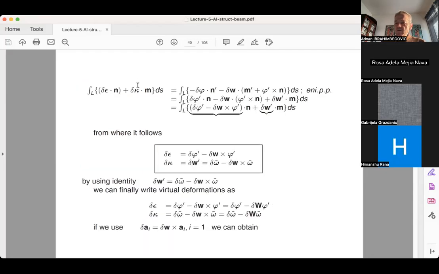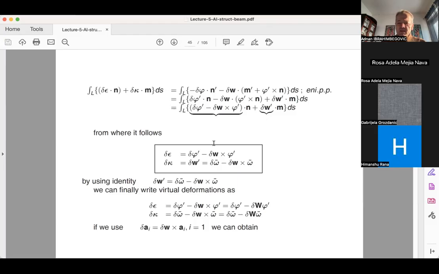Then you compare these two expressions. On one side, you have work of the internal forces. On the other side, you have the work of the external forces, where you introduce the strong form equilibrium equations. So when you work out a little bit this expression, you can compare the final form of this expression down here, and you can then conclude, well, if these two expressions have to be the same, my virtual, let's say, strain that goes in hand with the normal and shear forces is equal to delta phi prime minus delta W cross phi prime.